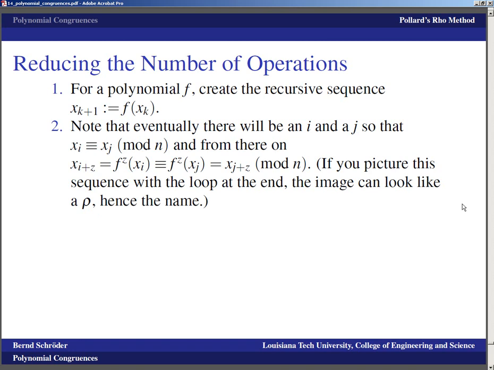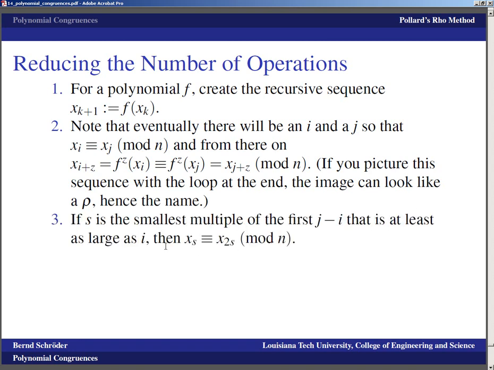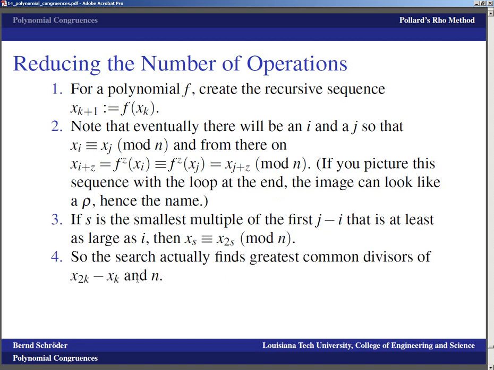Somebody visualized it that way and thought it looked like a row, and I would think it could have been Pollard himself, and that's where the name comes from. Okay, so if s is the smallest multiple of the first difference j minus i where this happens, that is at least as large as j, then x_s will be equivalent to x_2s modulo n, and so the search finds greatest common divisors of x_2k minus x_k and n. That is not a conclusion, that is just how the search is being set up, because once you realize that this thing is 0, you realize you have to terminate the search or do something else.